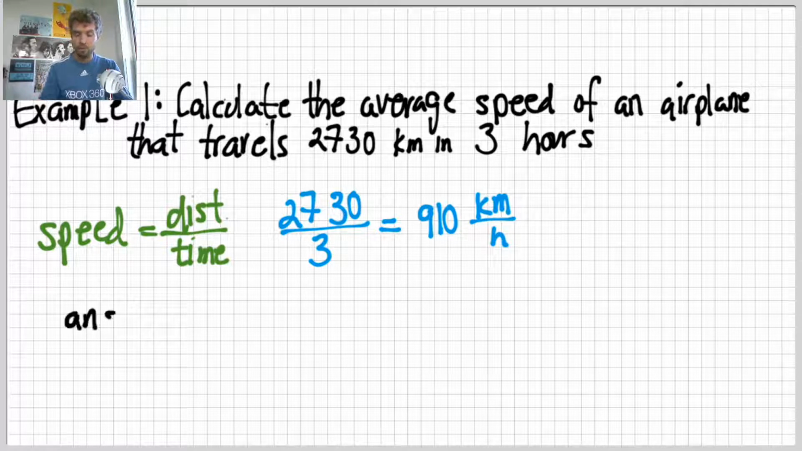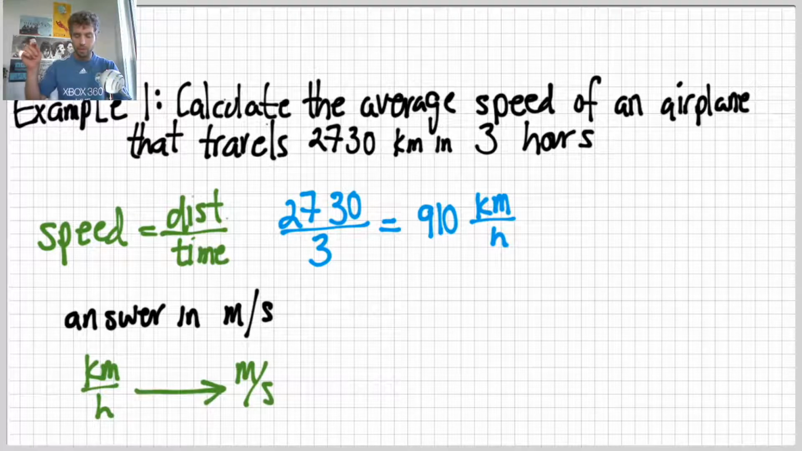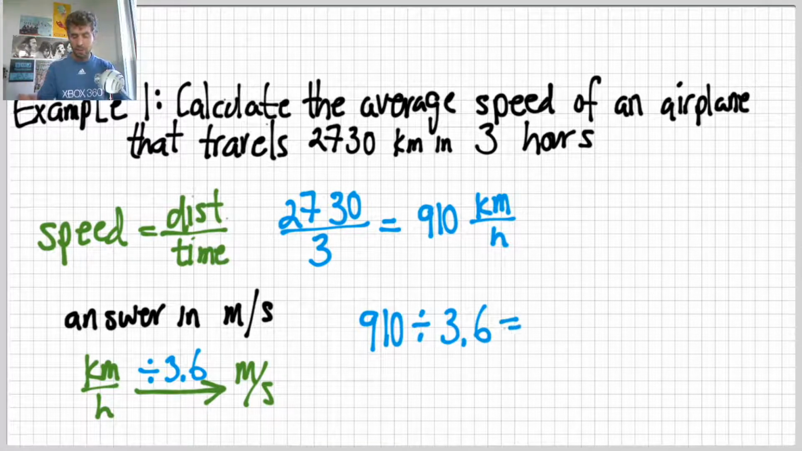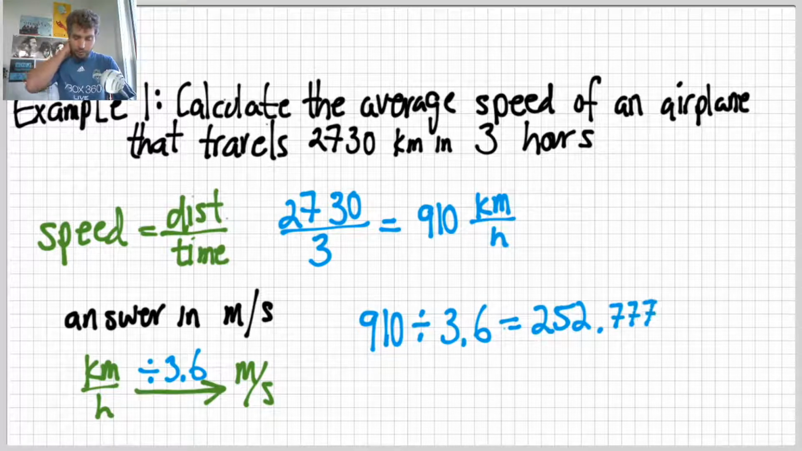Now what if the problem says answer in meters per second? If you remember, from the acceleration video, to convert from kilometers per hour to meters per second, we divide by 3.6. So we take our 910 and divide by 3.6, and we get 252.7 repeating, which we will round to 252.8, and we can make that meters per second. That's one problem done.